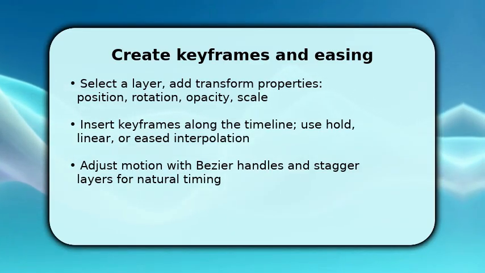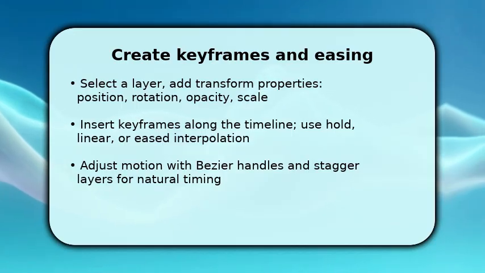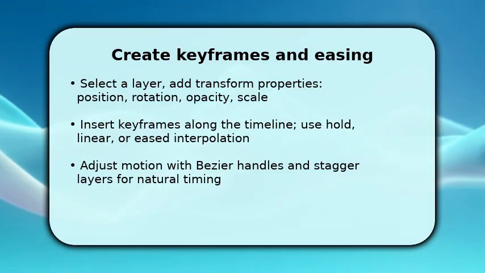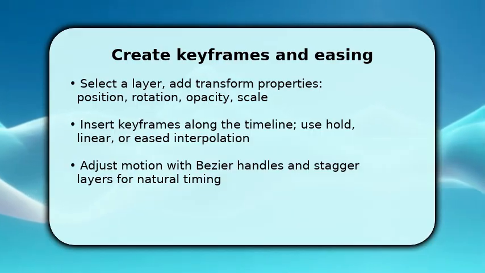Move the playhead and insert a keyframe for each major pose, then jump ahead and set the next state to create motion. Make sure to change interpolation: linear for mechanical motion, eased for natural movement, and hold for instant jumps.